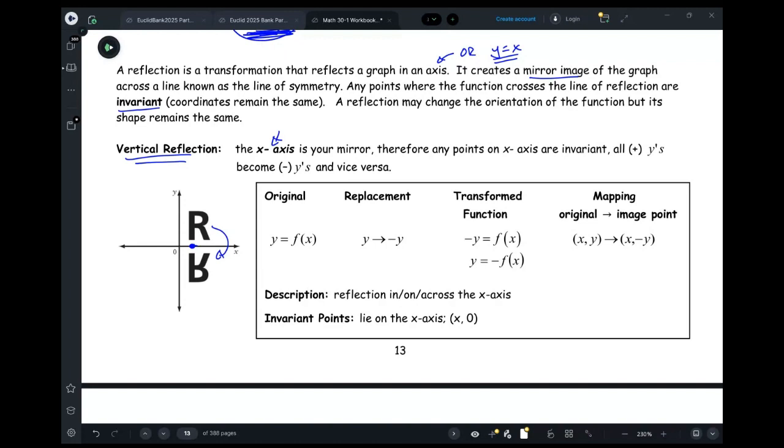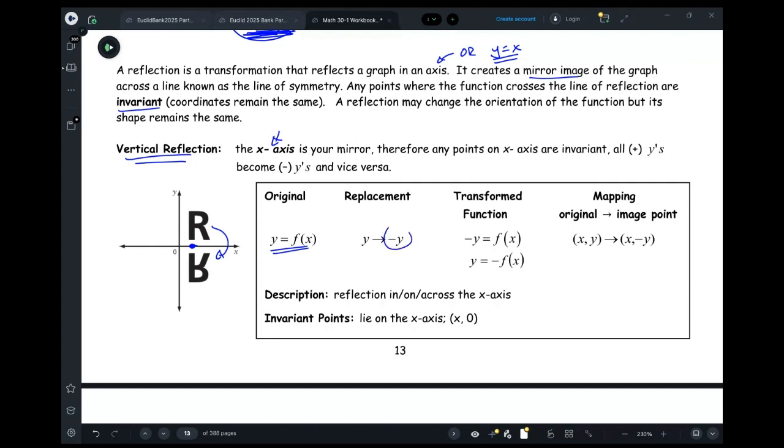Okay, the x-axis. And what's happening here is that all of the y coordinates are basically switching signs. The x coordinates are staying the same, but the y coordinates are changing. So here's what's going on here. Our original function, y equals f of x, what we're going to do to that function is replace the y with a negative y. Okay, so in the function, I'm making that replacement.